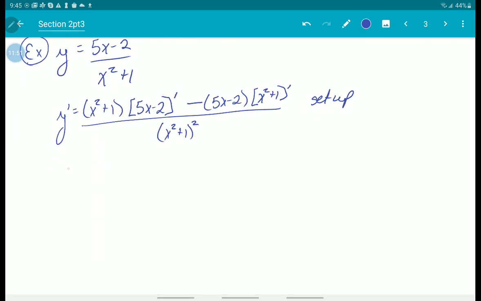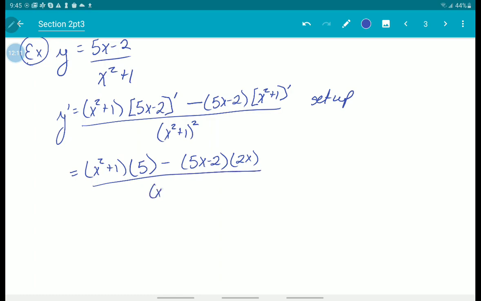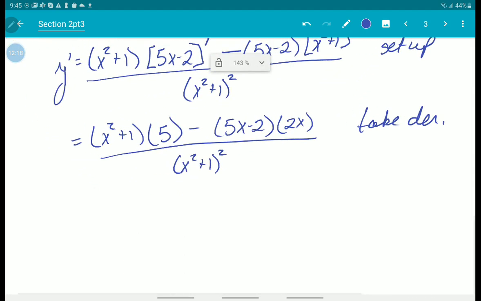So now we're going to take derivatives of what we need. So I need to take the derivative of inside the bracket. 5x minus 2 has a derivative of 5. The derivative inside of the brackets here is 2x, all over the bottom squared. So this is my take derivatives. And now we're going for the cleanup. So be careful when you're doing the cleanup. Make sure you distribute things properly.